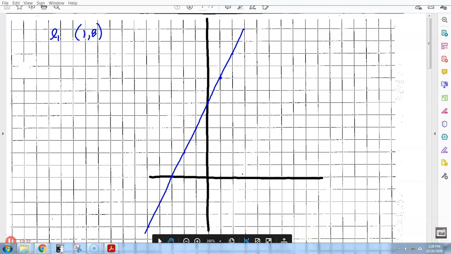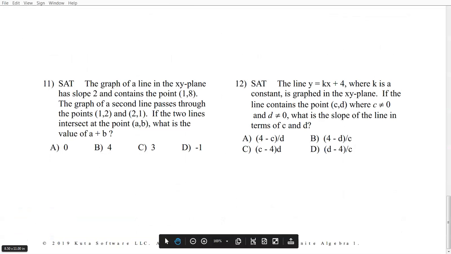Well, then line number 2 went through (1, 2) and (2, 1). So let's sketch that out. If you go through (1, 2) and then you go through (2, 1), well, you get this line. And I think I can see where they cross. I don't need to go very far. So the magic crossing point is right there, which is (-1, 4). And then they want me to add those two together. So I believe the correct answer to this problem is 3. So correct answer is 3. So that'd be C.